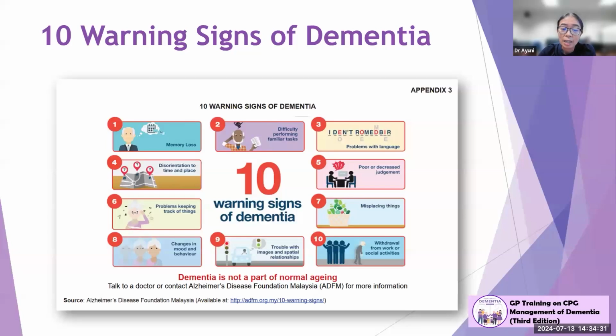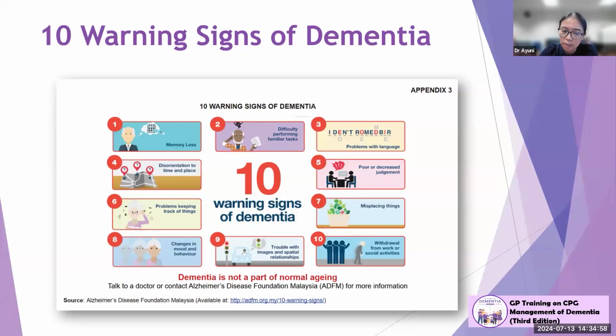Yeah. And then number 10 is withdrawal from work and social activity. They become withdrawn, isolated. They don't want to join people because sometimes they feel inferior. People may laugh at them because they keep on repeating themselves. For example, they go out to a coffee shop, drink coffee, chit chat with their friends. They keep on repeating the same topic. The friend laughs at them. Then they feel embarrassed. Slowly, they withdraw from their social circle. Okay. So these are the 10 warning signs.